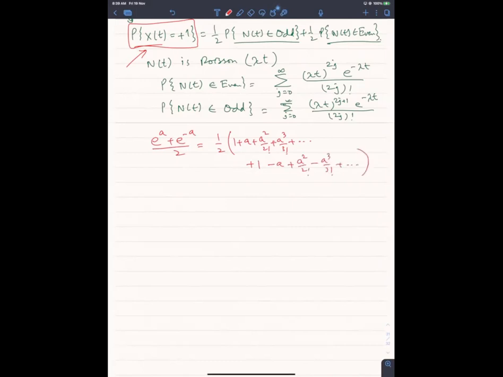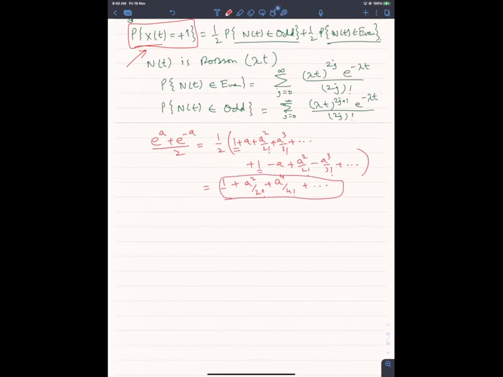ये दो टेलर सीरीज मैंने ऐड कर दी. e to the a की एक टेलर सीरीज है और e to the minus a की एक टेलर सीरीज है. So this would really be equal to 1/2 into this. So ये 1 वाली जो टर्म है ये डबल हो जाएगी. So this would be 1 plus a square over 2 plus a to the 4 over 4 factorial plus so on. सिर्फ इसके अंदर ये इवन टर्म्स आ रही हैं.